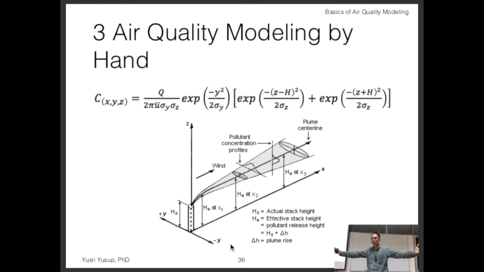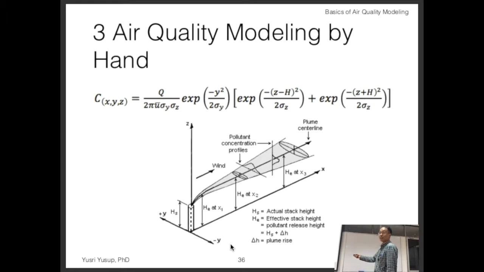Remember, we talked a bit about that just now. Sigma z is the vertical standard deviation. The unit of these sigma values is meters. So sigma y can be 10 meters, sigma z can be 5 meters. They're just meters. Okay. Then exponent E, it's on your calculator, you just use the exponent on your calculator.